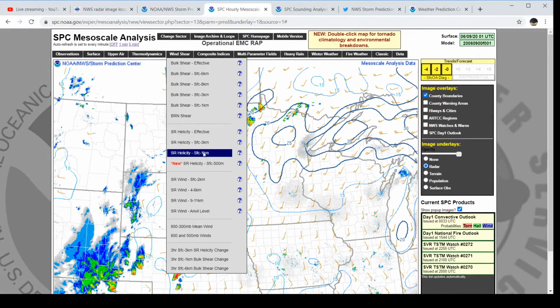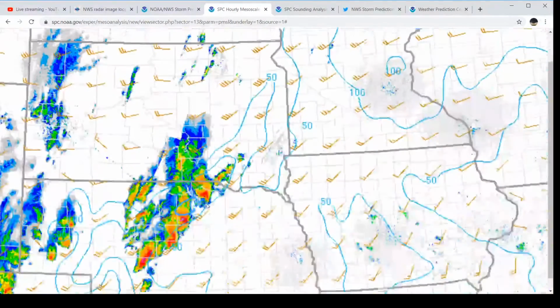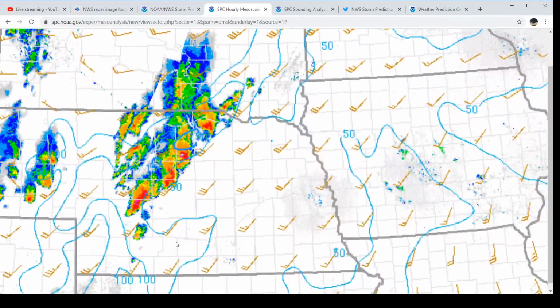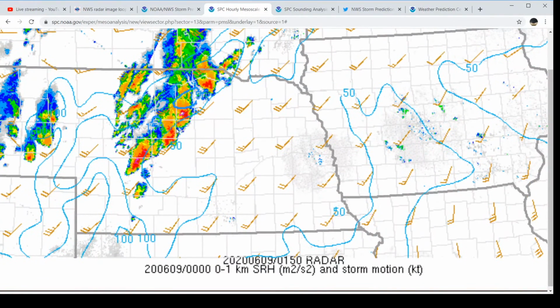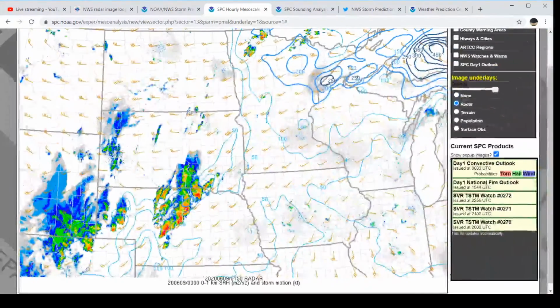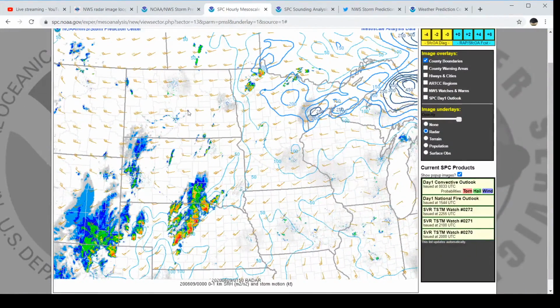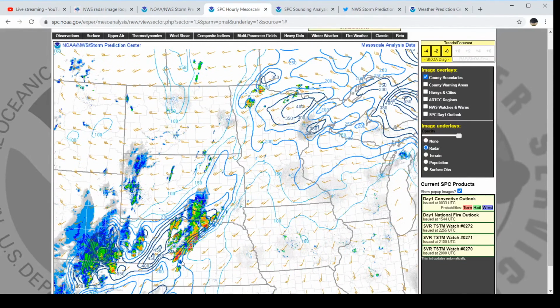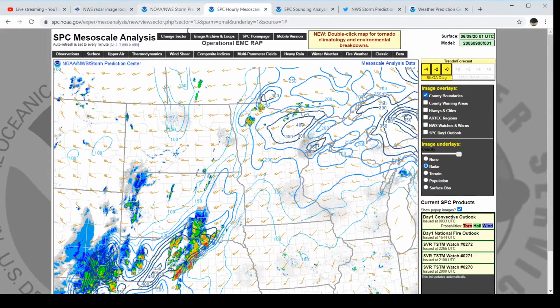So now we're going to look at our surface to 1 kilometer SRH. As we can see, only a 50 to 100, as we saw. So only 100 through that region. So not very much SRH from the surface to 1 kilometer. But if we look at our surface to 3 kilometer, we can see a little bit more.